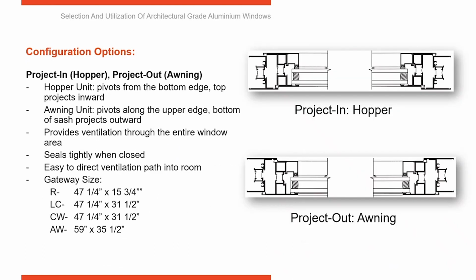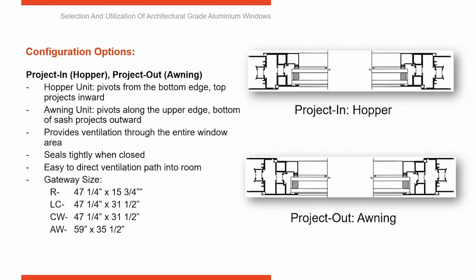Another compression window is what we call either a project in or a hopper, or a project out or an awning. So with this one, you have a single frame and a single sash, and then the sash hinges along the side. So with a hopper, it's going to tip in at the top. The top of the window is going to project inward. With an awning, the bottom of the sash projects outward. So it swings outward. These typically use 4-bar friction hardware in the sides to pivot the windows inward or outward.